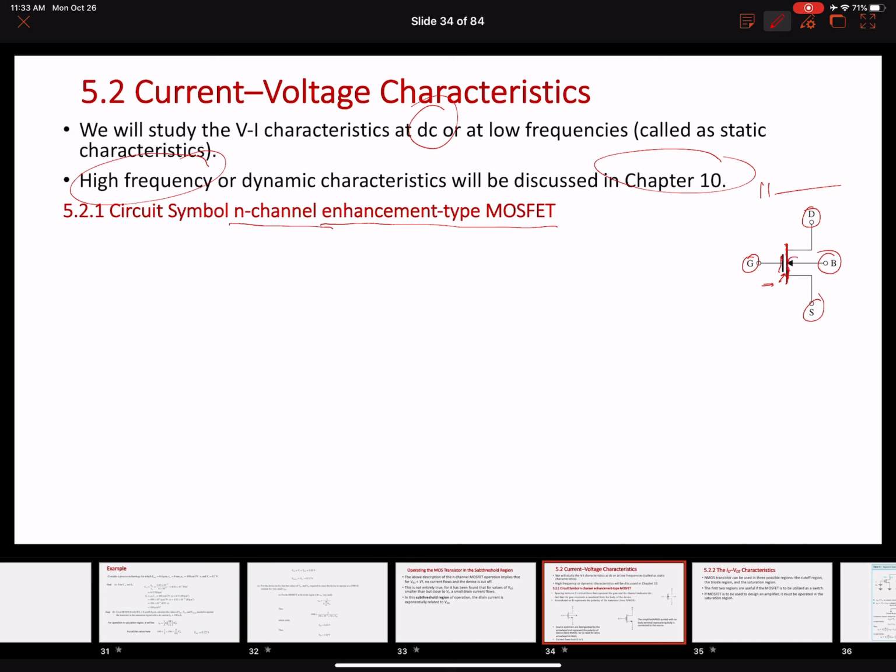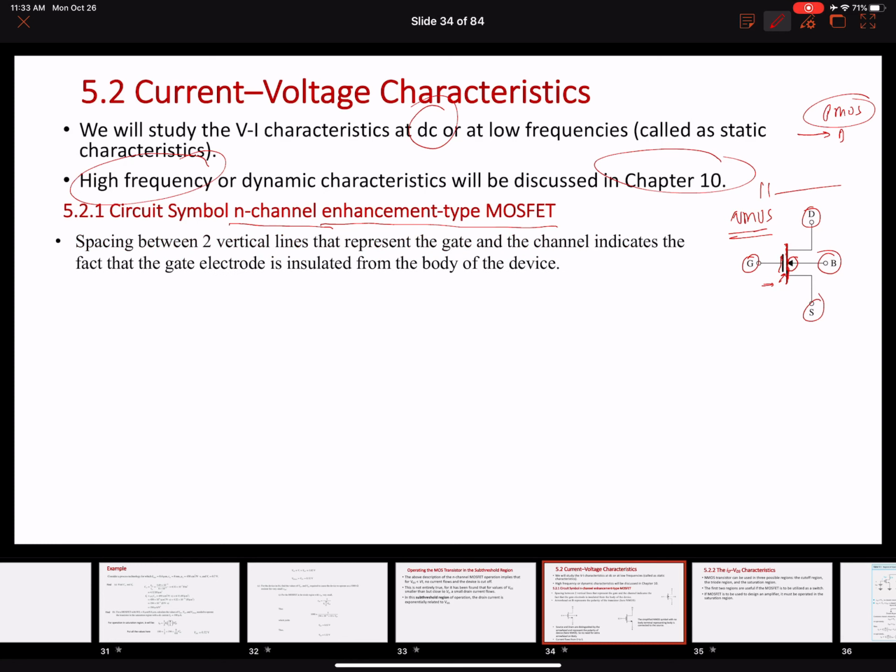And this inward arrow on the body is a representation of an NMOS here. We will realize that when we talk about the symbol for the PMOS, the arrow will be outward on the body terminal. Okay, right, so we have two vertical lines, one for the gate, one for the channel. This shows that the gate electrode is insulated from the body of the device by the oxide layer. Okay.